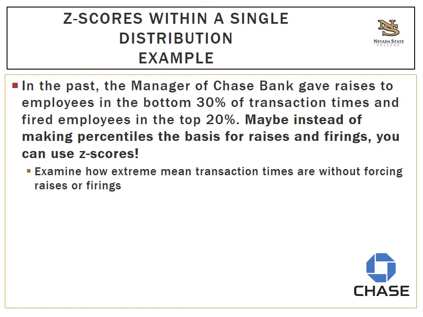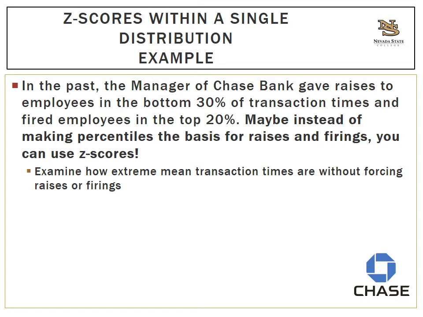So if you're in the bottom 30%, you get a raise, but if you're in that top 20%, you get fired. But maybe instead of making percentiles the basis for raises and firings, you can use z-scores. Because when you're always firing the top 20% of transaction times, maybe they're all doing really well, right? They just happen to be in the top 20%. So you're forcing yourself to fire people who are still pretty good performers, just not as good relative to the rest of the performers.